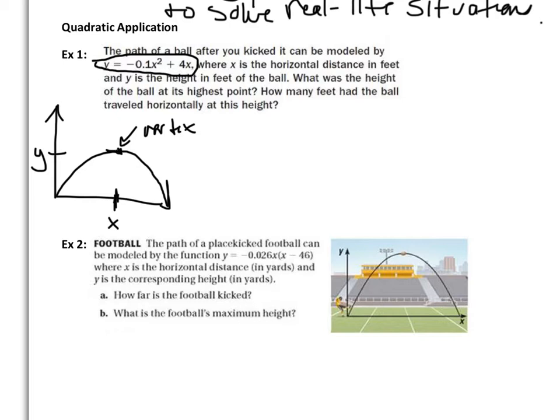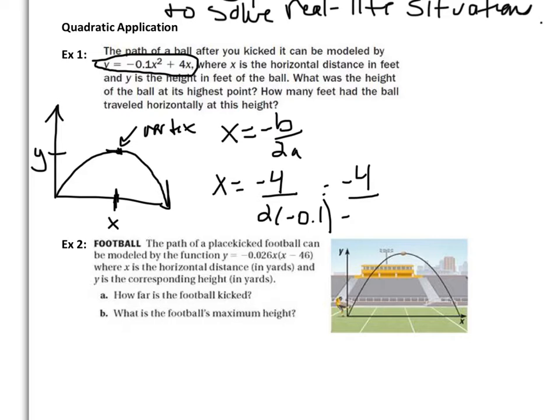Now if you remember, if the function is written in standard form, the x coordinate of the vertex is going to be negative b over twice a, or the opposite of b over twice a. So in this case, the b value is 4, so it's going to be negative 4 over twice the a value, negative 0.1. So if we do that calculation, that's negative 4 over negative 0.2. And if you divide 4 by negative 0.2, I think you're going to get positive 20. So that's our x value. I can actually answer the second part of this question right now. How many feet had the ball traveled horizontally? That is 20 feet. That's the x value. So that is 20 feet.